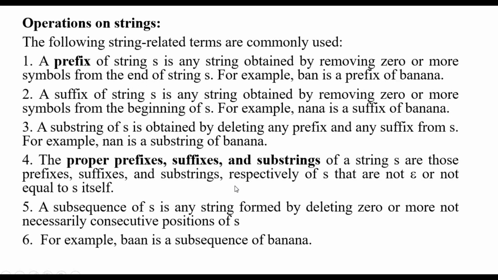Proper prefix, suffix and substrings of a string S are those prefix, suffix and substrings respectively of string S that are not epsilon or not equal to S itself. It means it's not the same as the given string or an empty string.